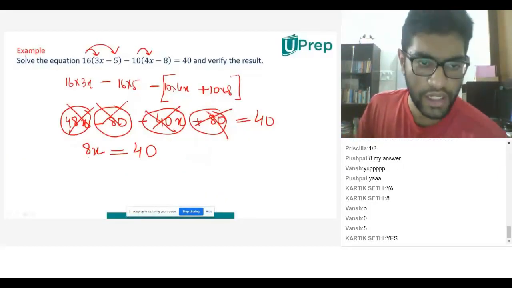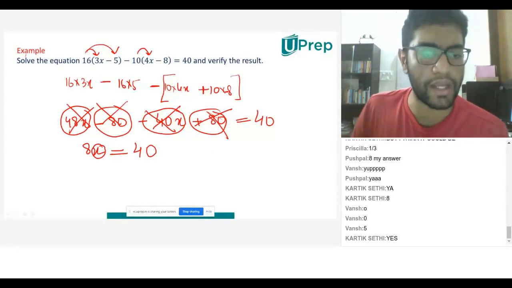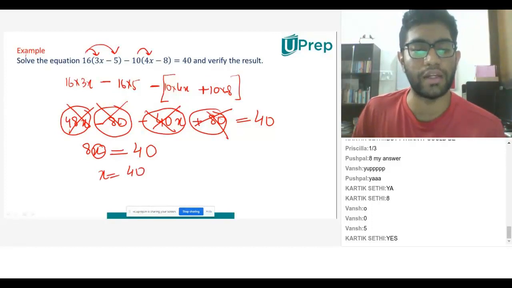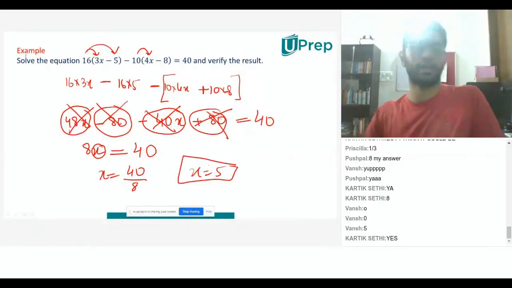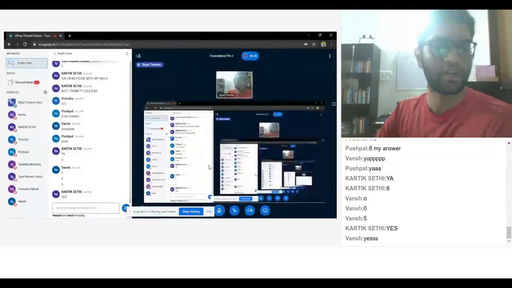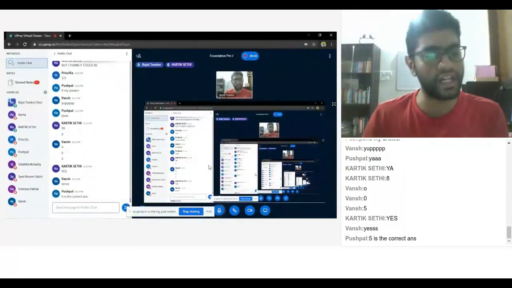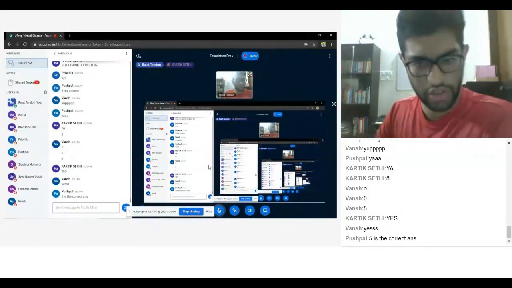Simple thing. 8, I only need x. I need to isolate x. 8 is multiplying. It should go there and divide. x is equal to 40 by 8. x equal to 5. Where was the difficulty, guys? Is it extremely clear now? People who said 5 is the right answer. People who said 8, maybe division. You probably did something wrong with the division.